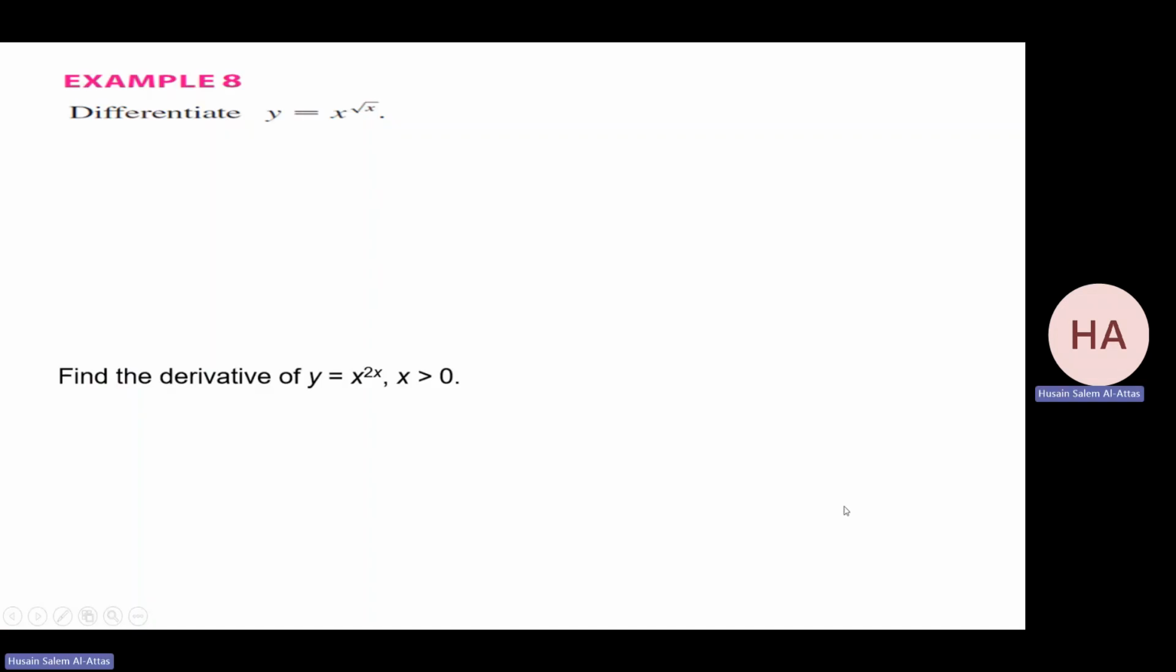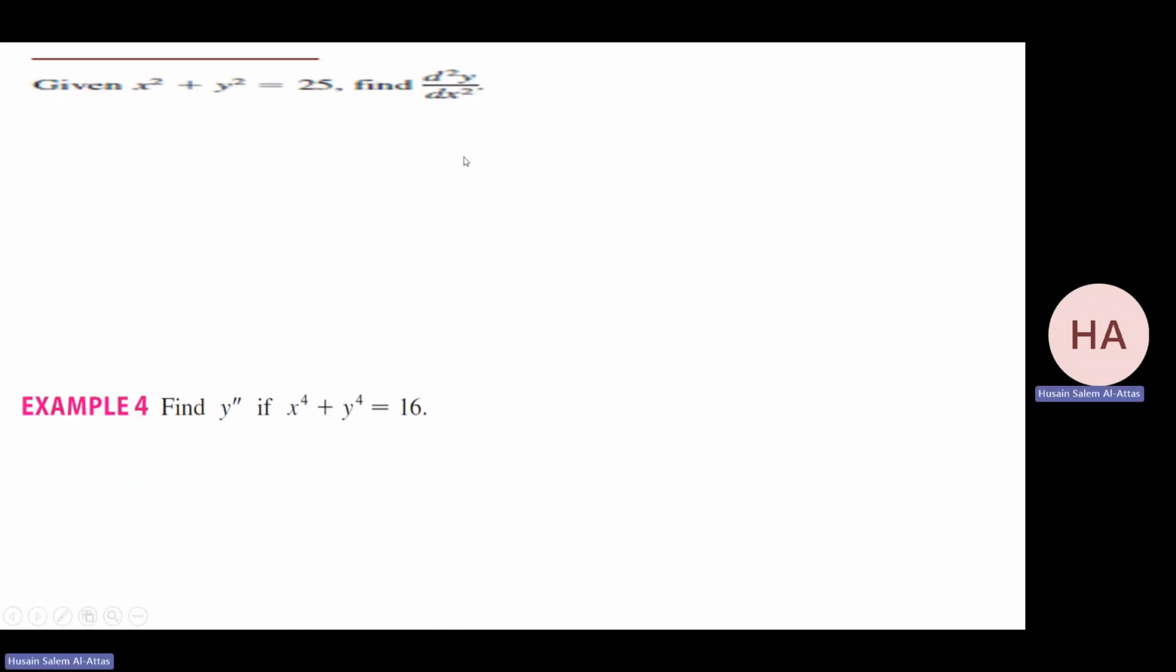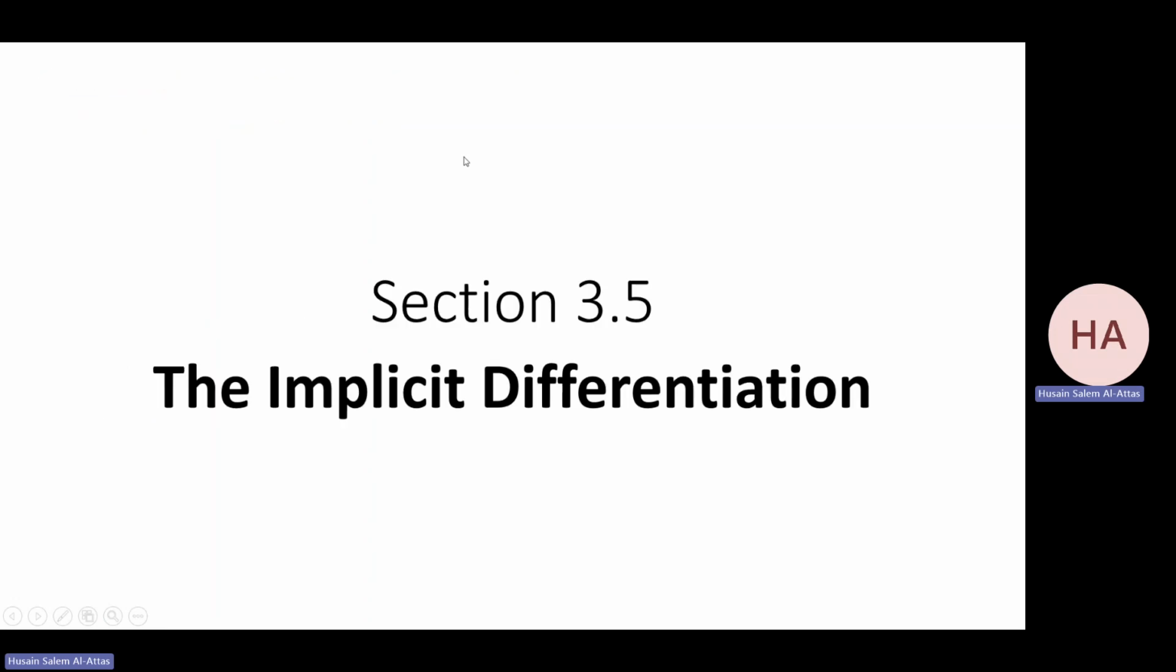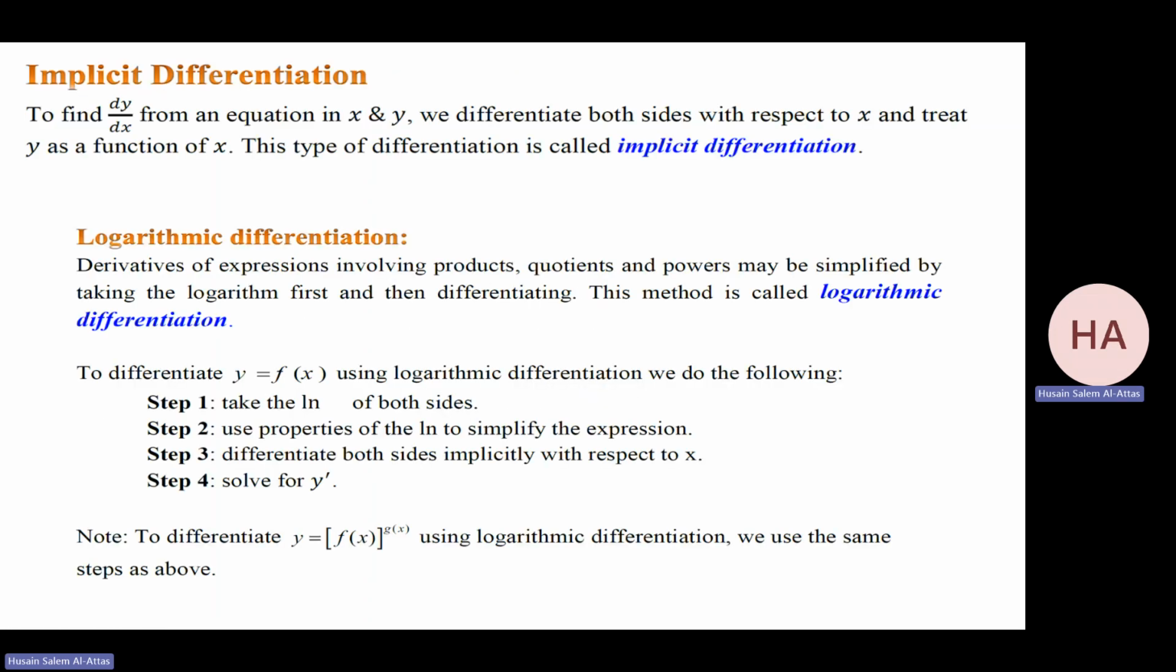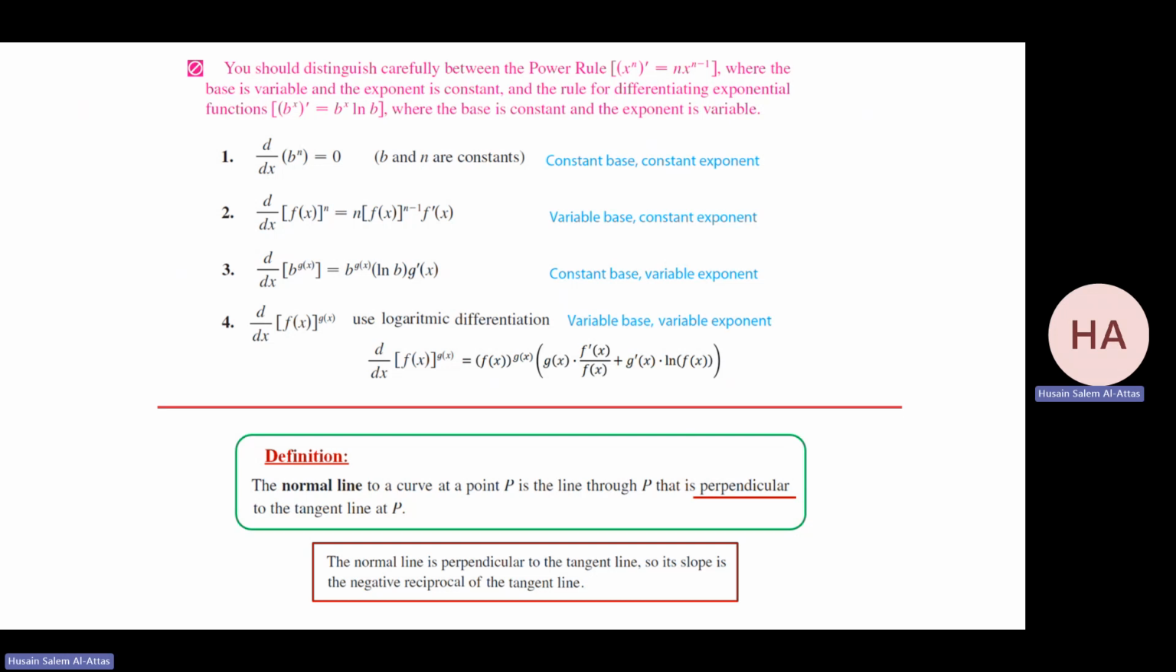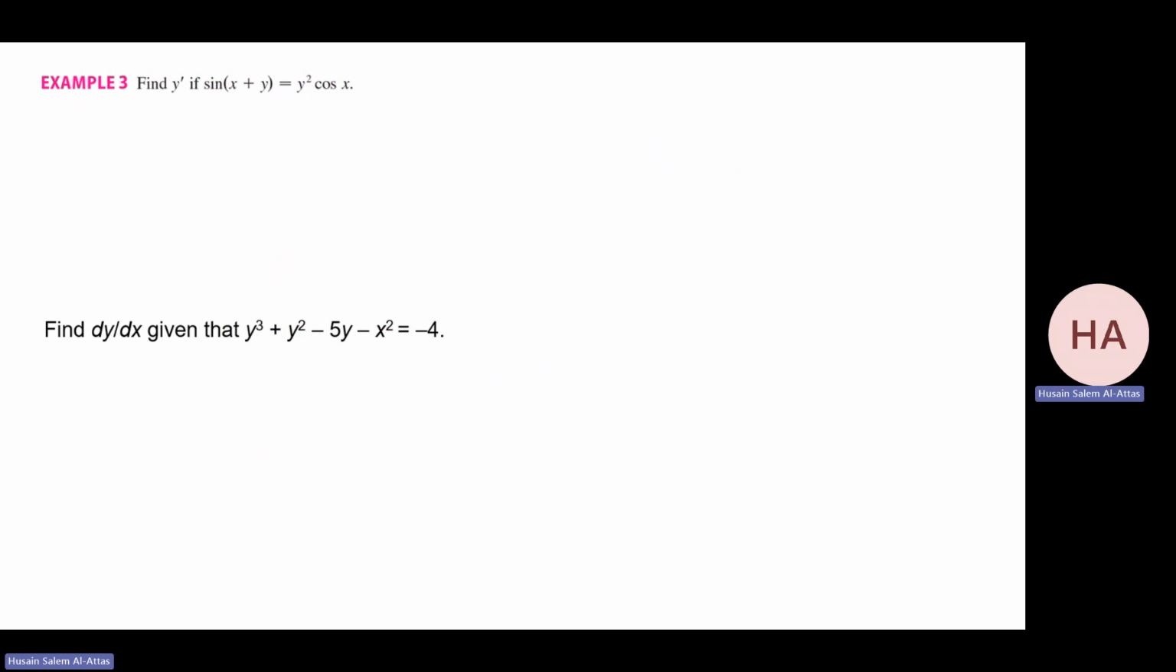Bismillah ar-Rahman ar-Rahim. We'll continue section 3.5. Let me just go over what we did in 3.5. We have implicit differentiation and we have logarithmic differentiation. If we have a function to the power of a function, we need logarithmic differentiation, and we have the normal line. We will not do any problems about the normal line.